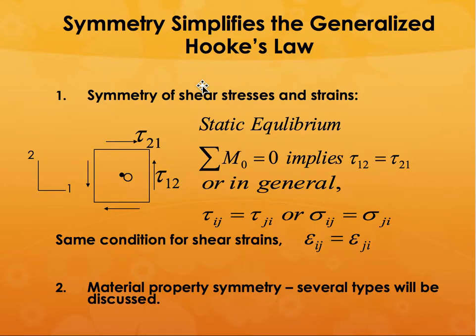So if you have symmetry of shear stresses and strains, that means tau 12 will be equal to tau 21, or in general tau ij equal to tau ji, or sigma ij equal to sigma ji, and epsilon ij equal to epsilon ji. And the same conditions apply for shear strains.